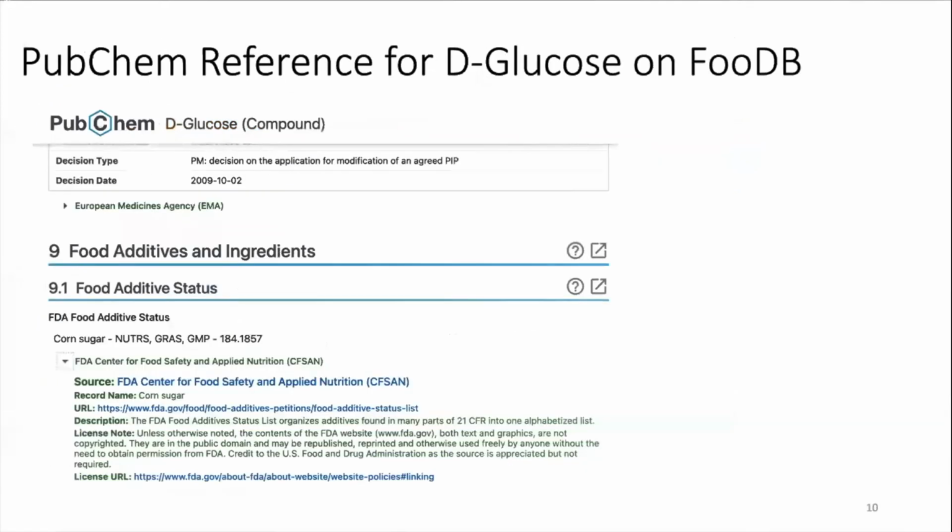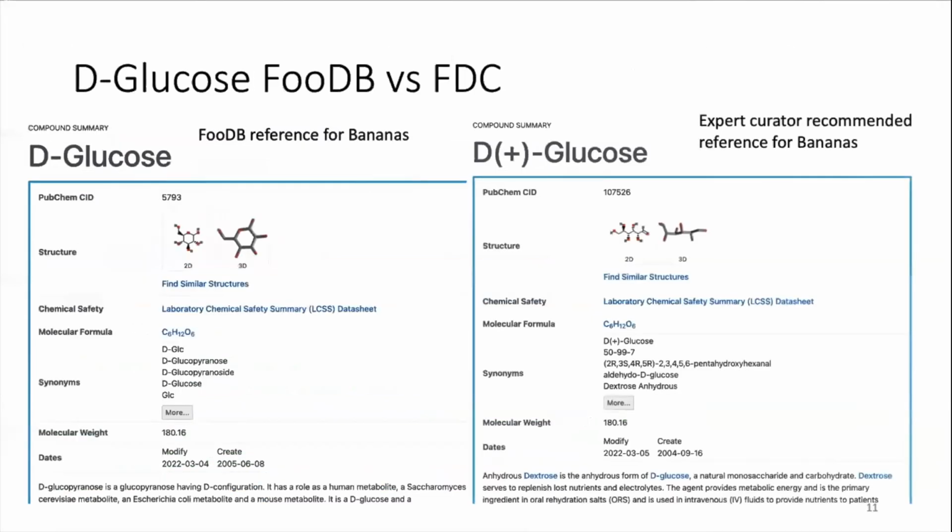Similarly, when we look at this PubChem reference on FooDB, the glucose in banana is annotated as corn sugar on PubChem. So again, when we look at this information and these parts of references, it gets slightly confusing to the untrained eye and unfamiliar users, and definitely confusing for the average customer.